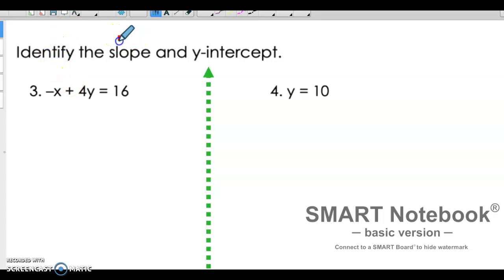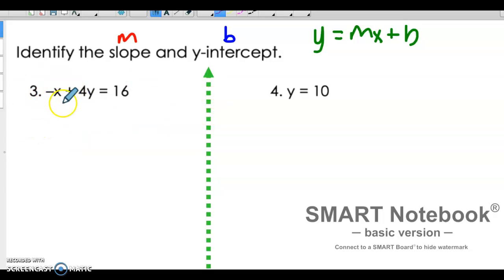So remember, slope is represented by the variable m, y-intercept is represented by the variable b. And slope-intercept form of a linear equation is y equals mx plus b. So to get number 3 into slope-intercept form, we need to solve the equation for y. So we want to get y on one side of the equal sign by itself.